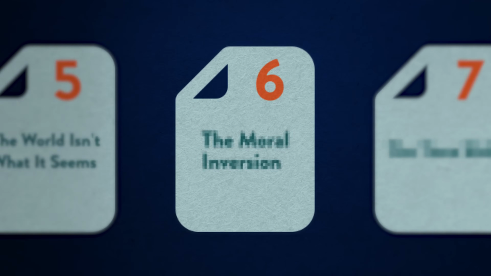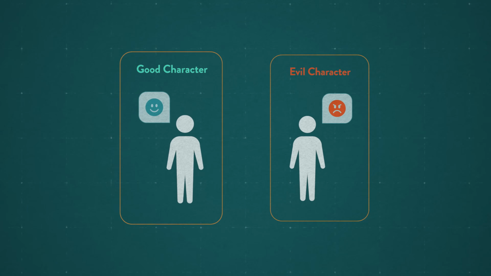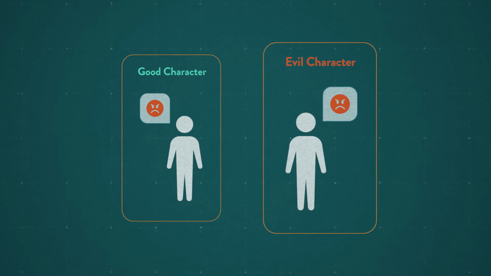All right, now it's time for number 6. Number 6 is the moral inversion. This is when a good character turns evil or an evil character turns good. Essentially, character change as a kind of plot twist.